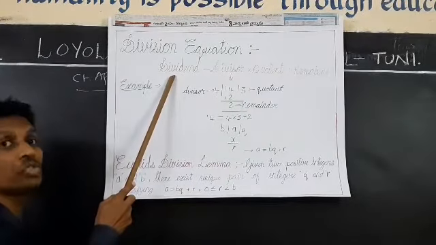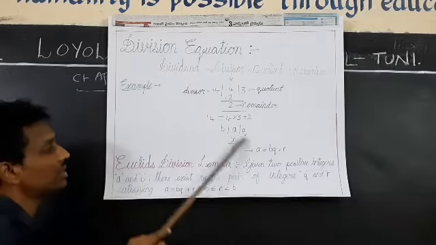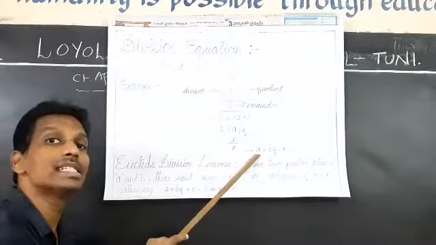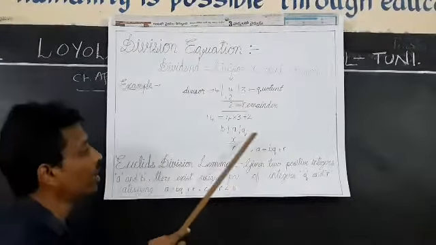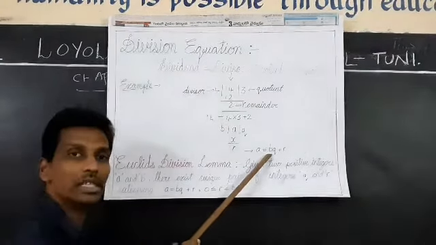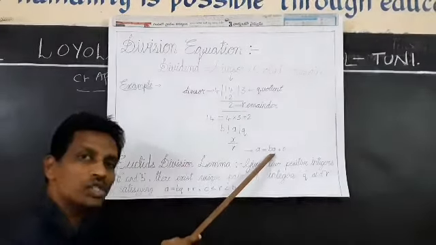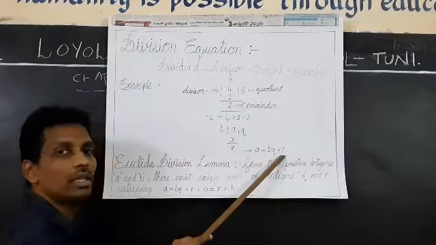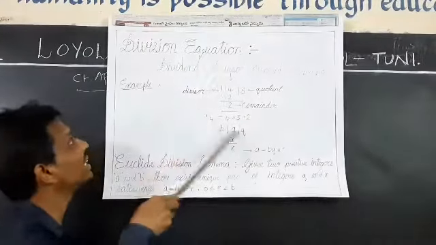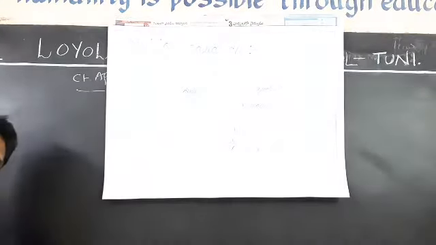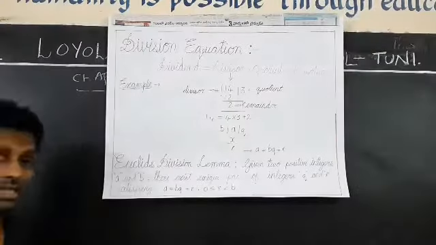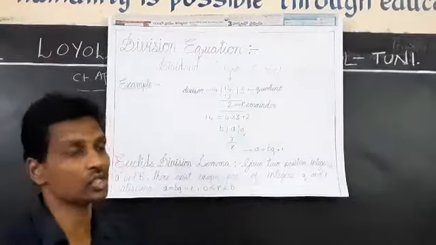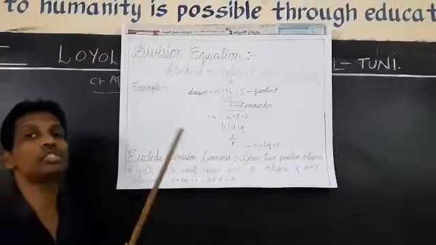first of all, on the left hand side, what should we write? We must write the dividend. What is the dividend here? a is the dividend, b is the divisor, q is the quotient, and next plus we should add the remainder. So this is the division equation. And next, the main important concept based on the division equation is Euclid's division lemma.